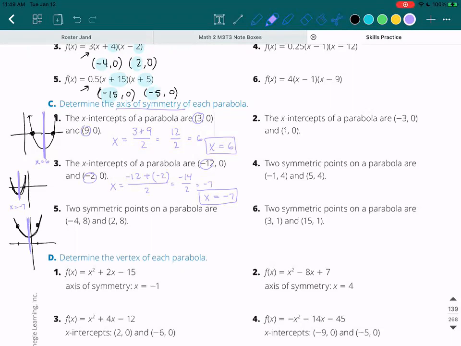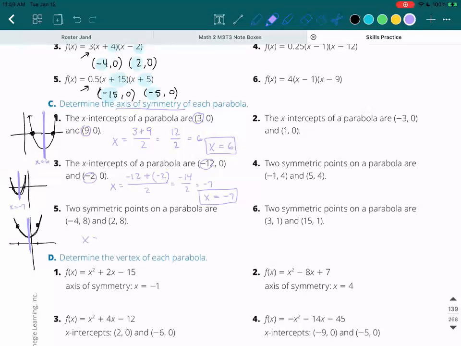Even though it's not your x-intercepts, it's going to still be halfway between because it's two symmetric points. So that means it's still going to be divided in the middle by the axis of symmetry. So the process is still the same.